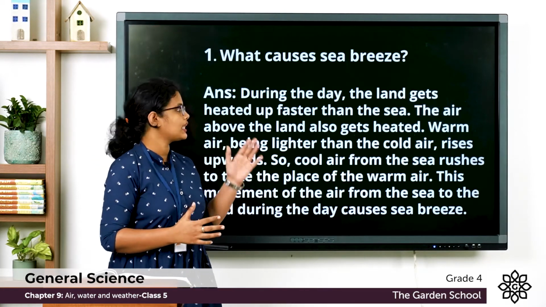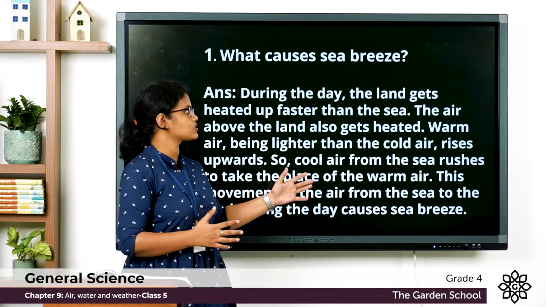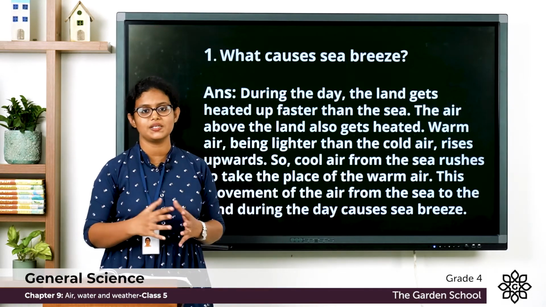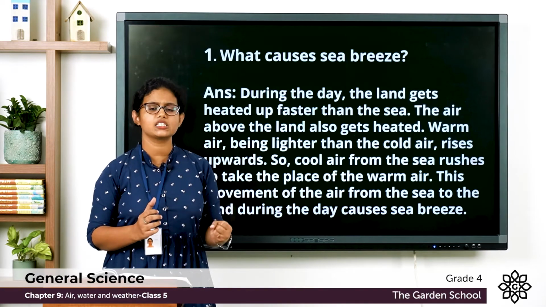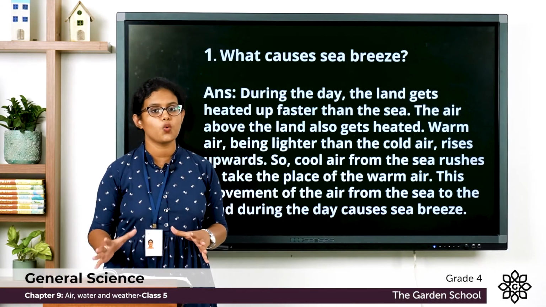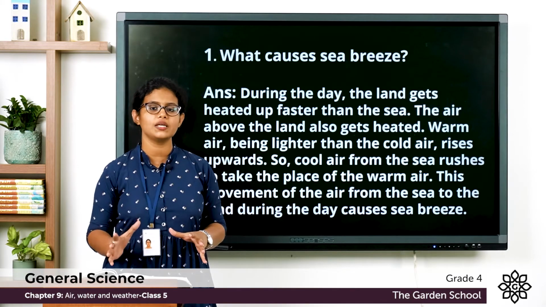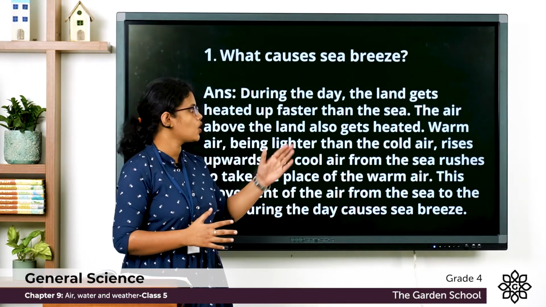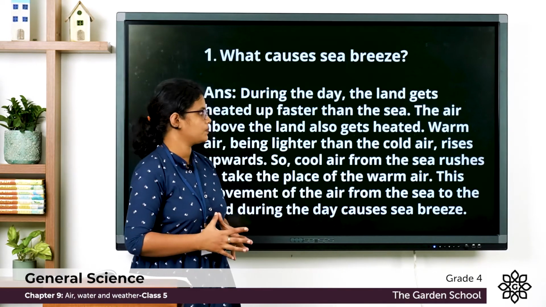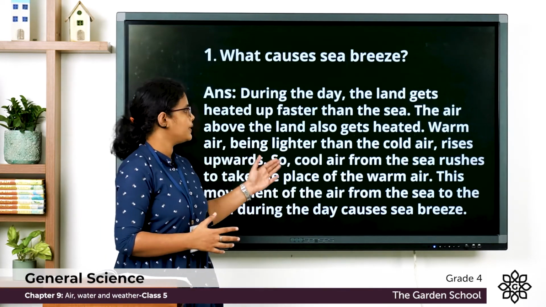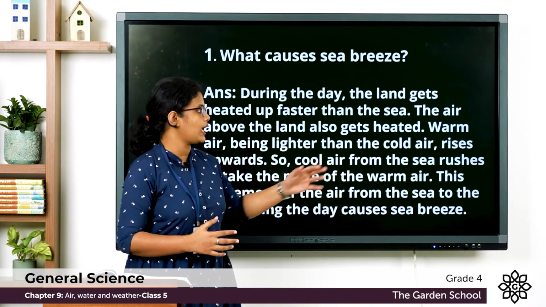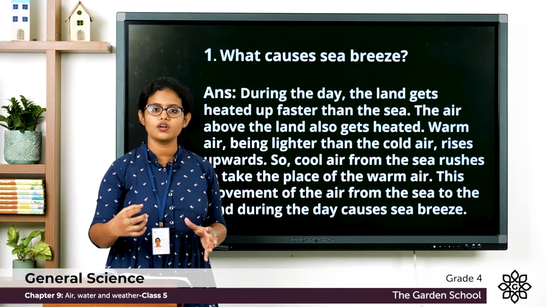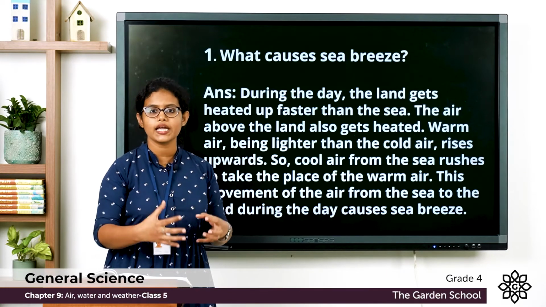During the day, the land gets heated up faster than the sea. So we have learnt about the feature of land and sea. Land gets heated up very fast and water takes a very long time to get warmer. The air above the land also gets heated. Warm air, being lighter than the cold air, rises upwards. So the air that is in contact with the land also gets warmer.